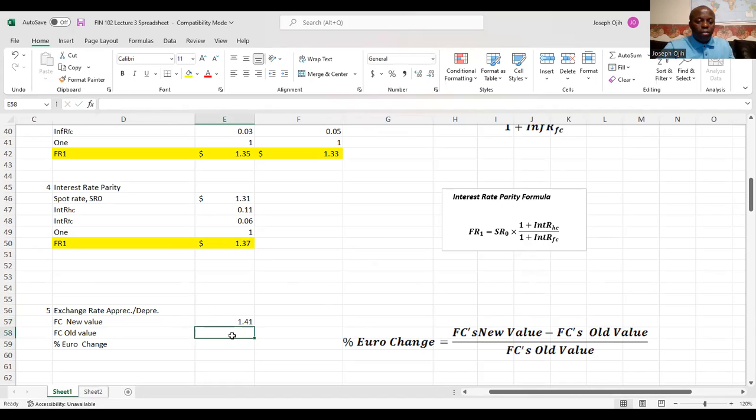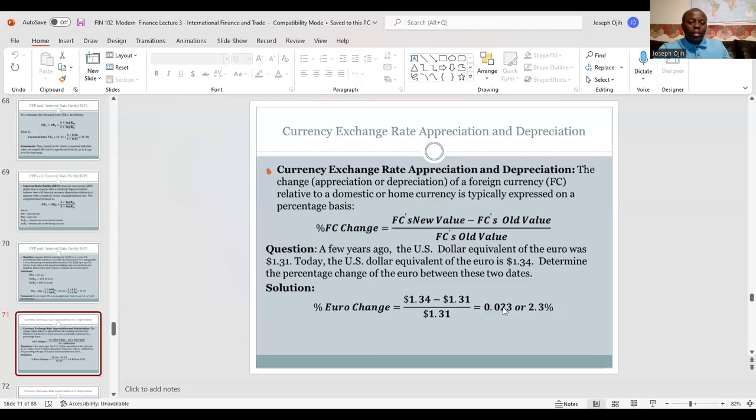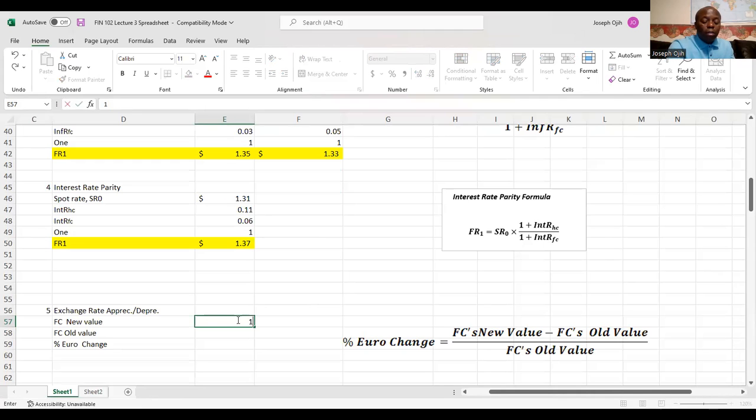Okay, then the current value. Give me 1 minute. I wrote the wrong number. That's why I like to write it down. It's $1.31, but the current one is $1.34. Okay, $1.34, but originally it was $1.31.